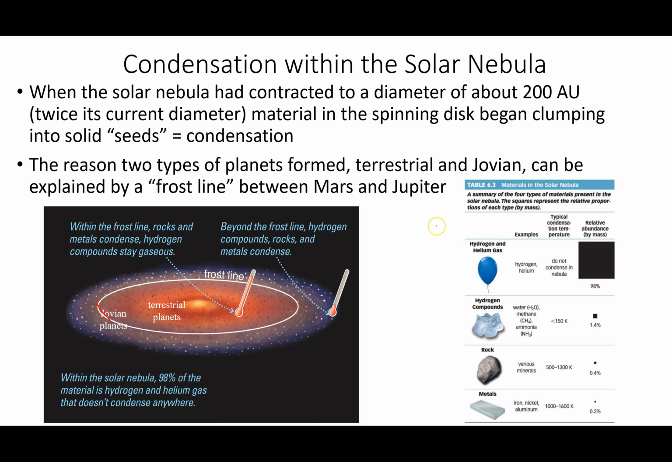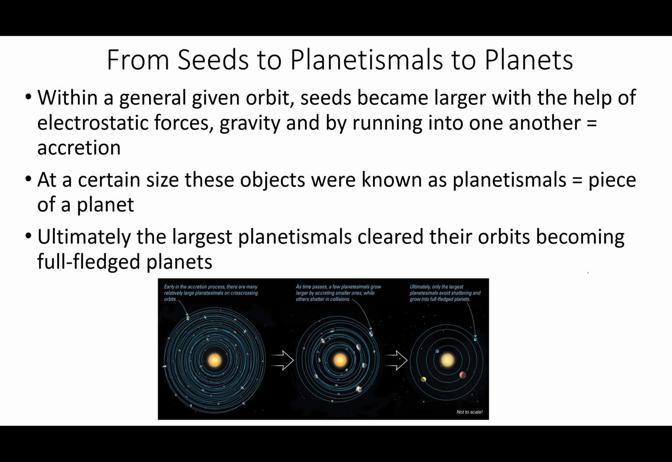And over here I see on your test is going to be a question about within the solar nebula we had hydrogen and helium gas, hydrogen compounds, rock, and metals. And you can see by far the most abundant was the hydrogen and helium in the solar nebula. The term accretion is a cool one. Accretion means, in the case of the formation of planets, it just simply means kind of the planet getting larger and larger with the material that's, I like to think of it as like a snowball getting larger and larger with the material it runs into.